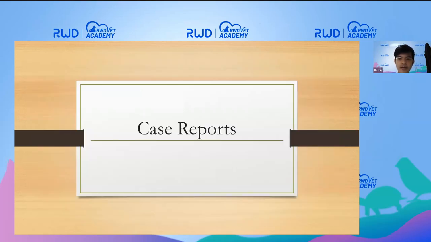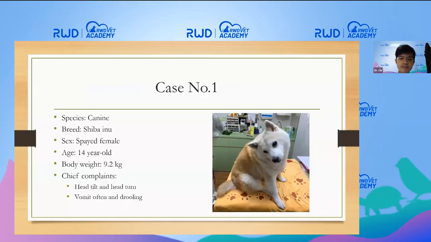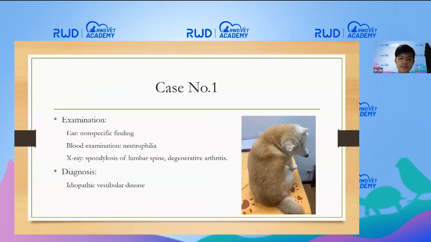Okay, let's go into the last part, case reports. Case number 1 is a spayed female Shiba Inu, 14 years old. Chief complaints are head tilt and head turn for a week, vomiting often and drooling, and poor appetite. I did some basic examinations first. I checked the ears, but no specific finding. Blood exam shows neutrophilia, and X-ray only shows spondylosis of the lumbar spine and degenerative arthritis. So, in my opinion, it is supposed to be idiopathic vestibular disease.